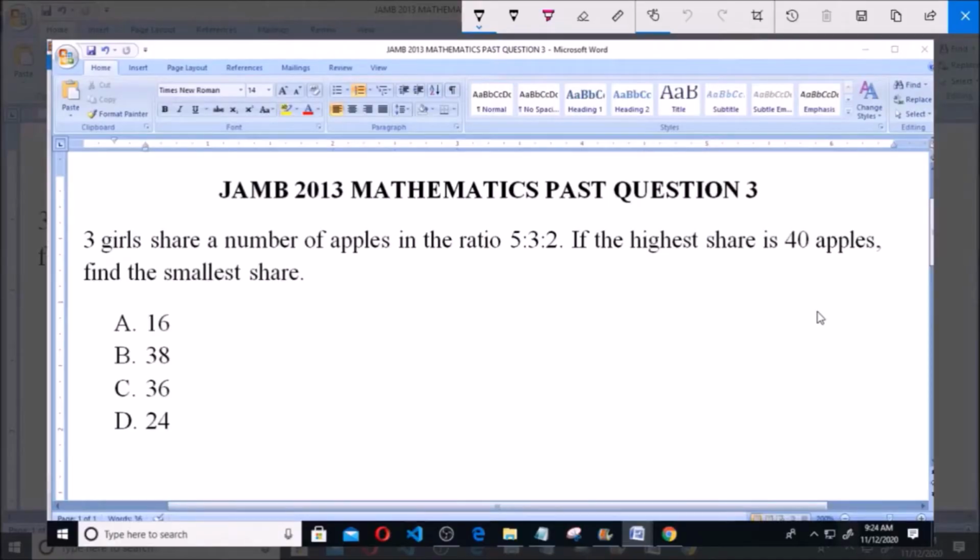And welcome. I'll be answering JAMB 2013 Mathematics Past Question 3. 3 girls share a number of apples in the ratio 5:3:2. If the highest share is 40 apples, find the smallest share.